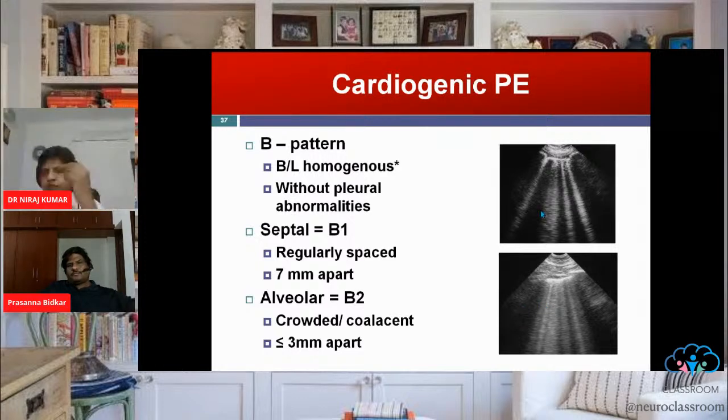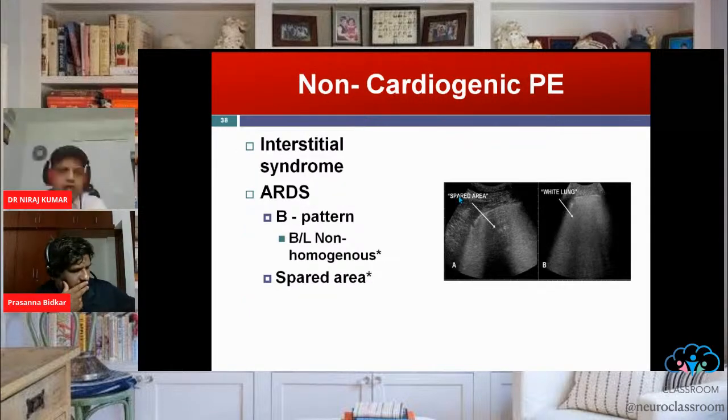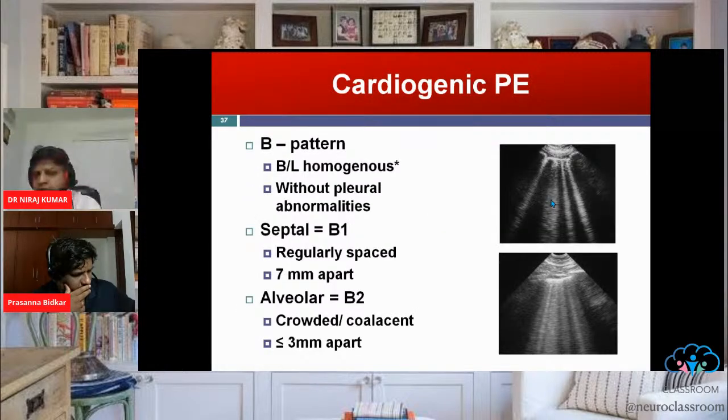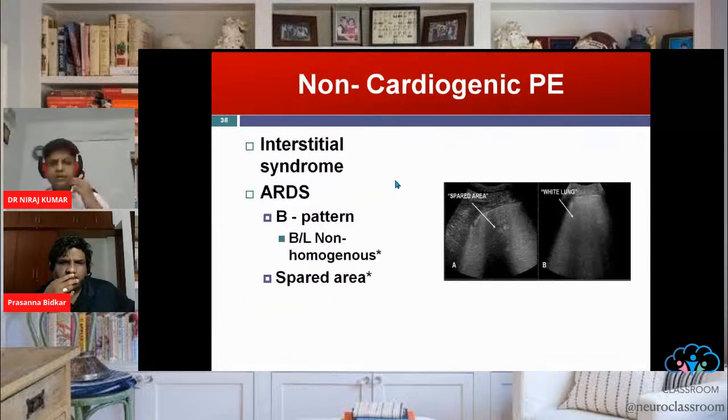Some books and papers have mentioned that septal edema is a B1 pattern, and alveolar edema is a B2 pattern. Now the non-cardiogenic edema. Remember, in cardiogenic edema, these B lines are always bilateral and homogeneous. So bilateral homogeneous is the characteristic feature of cardiogenic pulmonary edema.